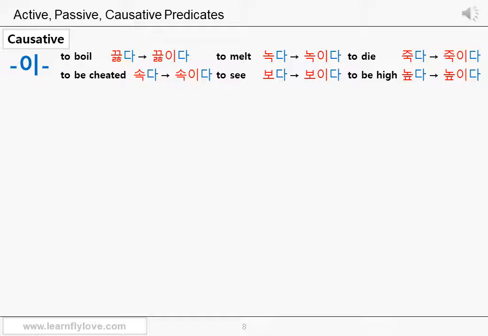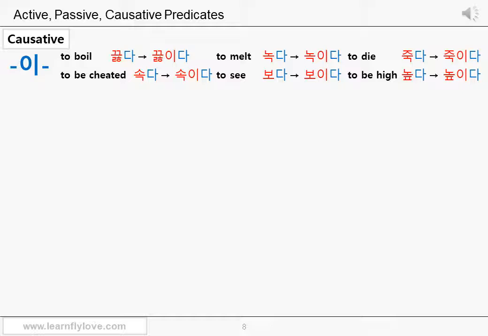To be high. It's an adjective. The base form is 높다. We cannot say it's the active form because it's an adjective in Korean too, but you can make a causative form with this adjective 높다 with the affix 이. 높이다 means you make something higher. For example, if you want to say you make the fence around your house higher, you should use the causative form 높이다 in Korean. And 높이다 is not an adjective anymore. It's a verb because it's an action that you make the fence or wall higher.